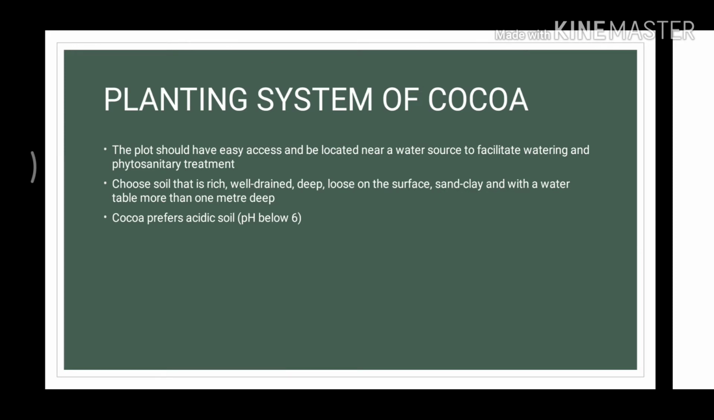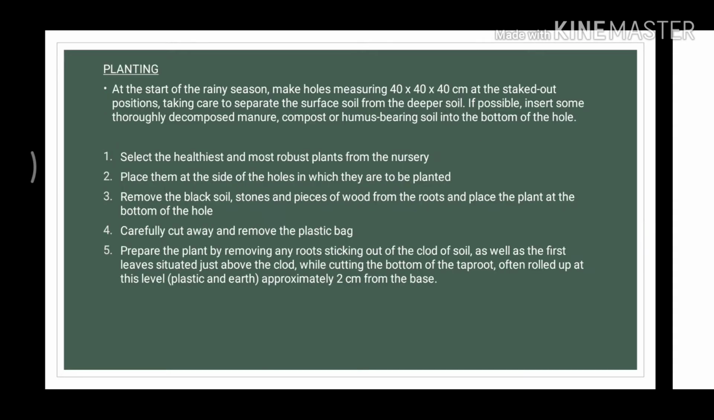So how do we plant cocoa, and what is the planting system of cocoa? First of all, the plot that we want to plant the cocoa in should have easy access and be located near a water source to facilitate watering and phytosanitary treatment. Choose soil that is rich, well drained, deep, loose on the surface, sandy clay, and with a water table more than 1 meter deep. Please remember that cocoa prefers acidic soil, with pH below 6.